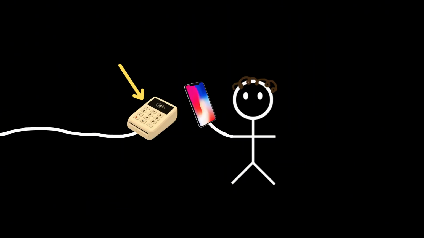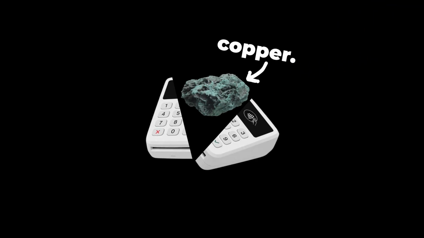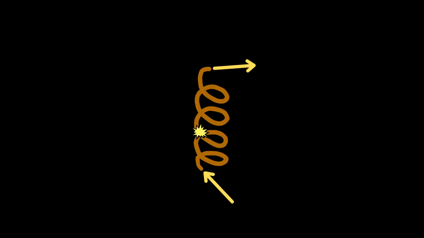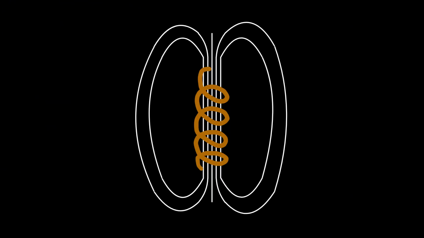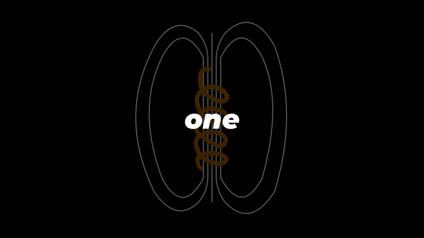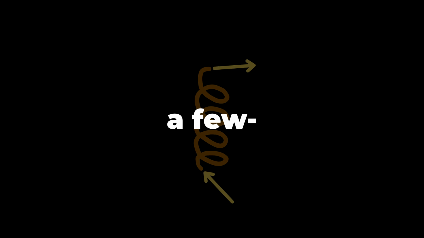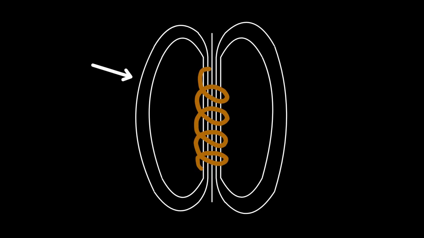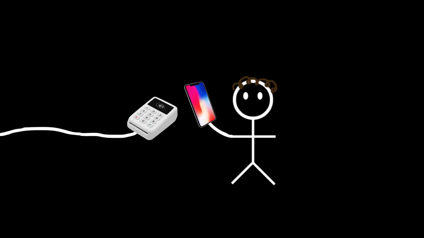Okay, let's start here. Crack this open and you'll see some copper in a coil. Run a current through that coil and this guy says you get a magnetic field, but it's a boring one. So let's flip that current back and forth a few million times a second to make that field dance. Alright, now you have a dancing field. Congrats. Time to look over here.